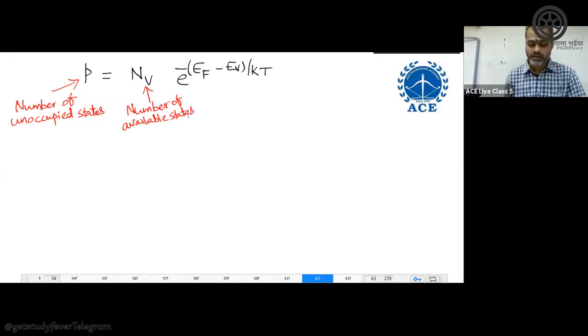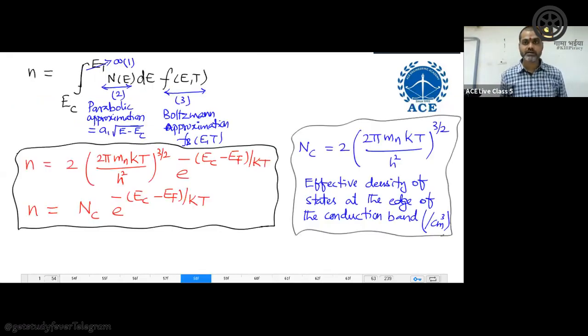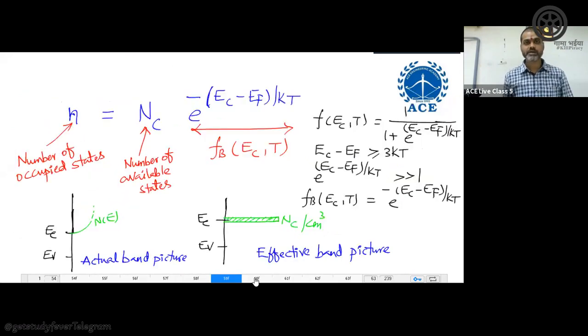Yes. Then what is this going to represent? If you see the analysis that we have done in case of electrons, what we have given here, you can see what is this FB of EC comma T. I can say fraction of occupied states, nothing but, can I say, fraction of occupied states. Am I correct?